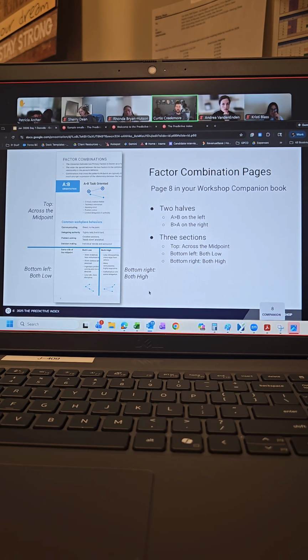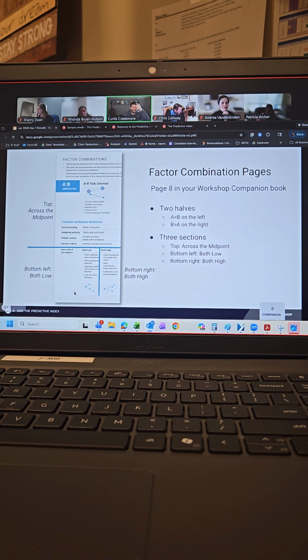And then sometimes both of the factors are on the same side of the midpoint. At the bottom, there we go. At the bottom, you got both low and both high. Gotcha. Yes, it is confusing, and I apologize for that.